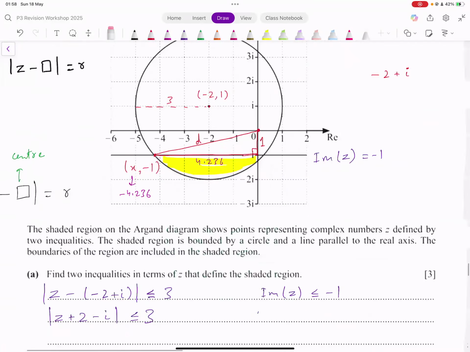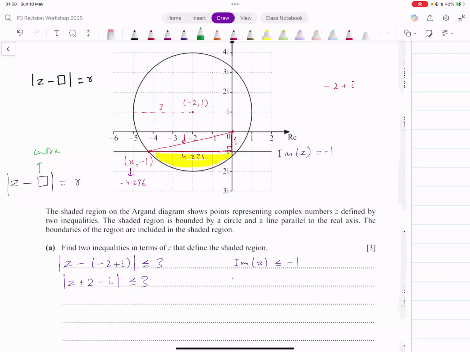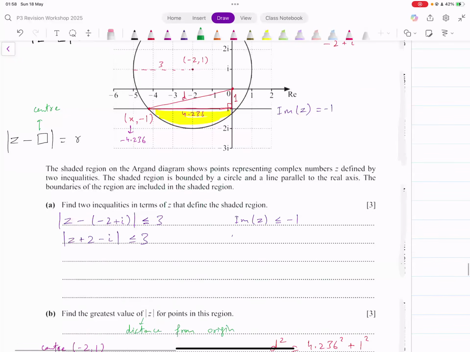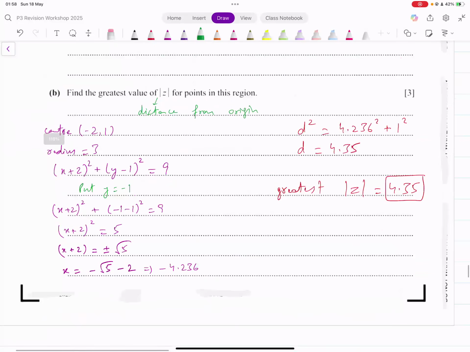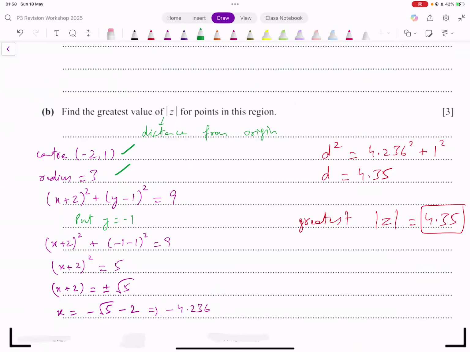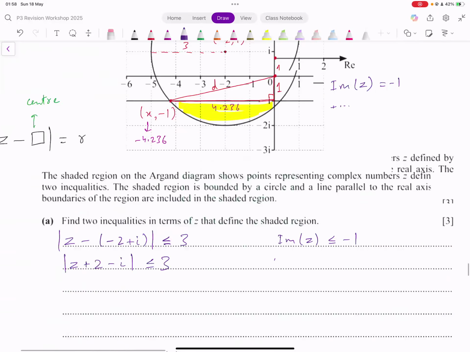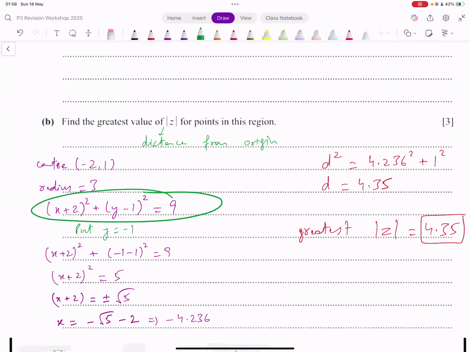Do you know the equation of the circle in coordinate geometry form? x minus a whole squared plus y minus b whole squared equals r squared. Sometimes that becomes very helpful in these questions. Center is (2, -2), radius is 3. We could say the equation of the circle becomes this.